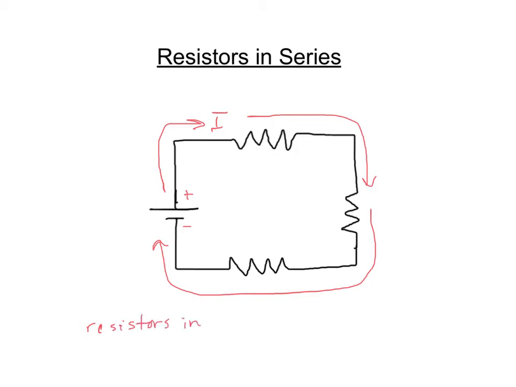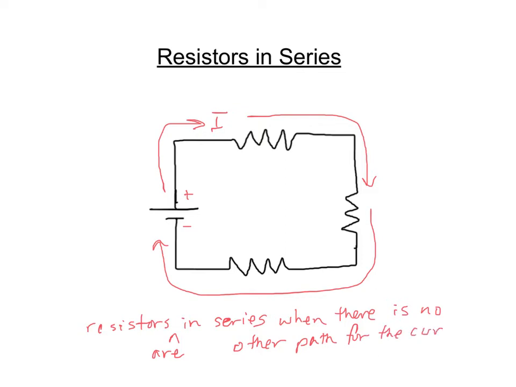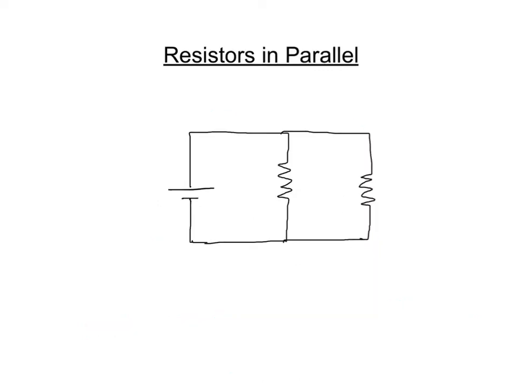Resistors are in series when there is no other path for the current to flow. There's only one way for the current to go through that circuit. It's going to go clockwise, again, as if it was a positive charge carrying the current. Okay, now that is not true for the next arrangement, which is resistors in parallel.